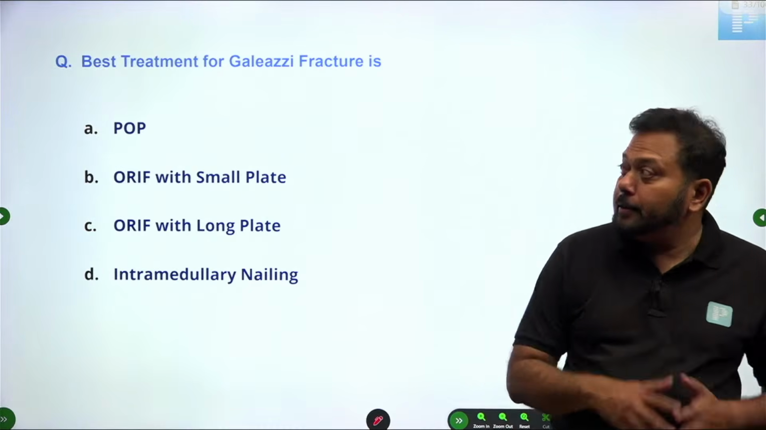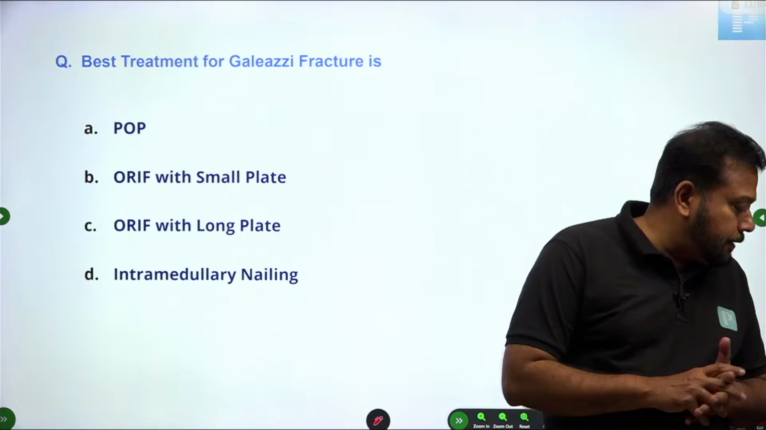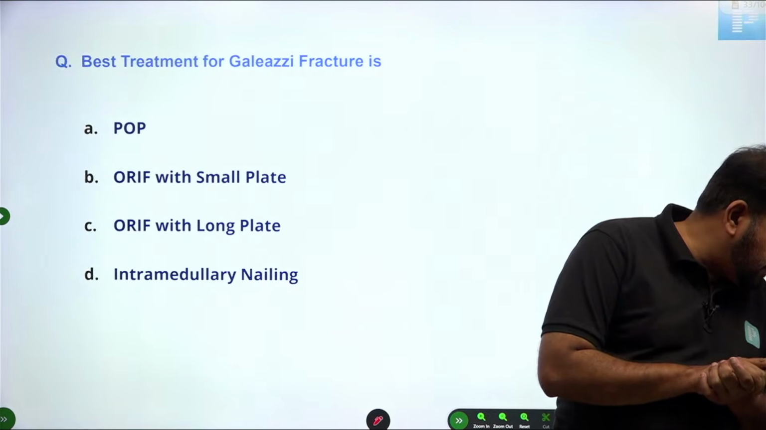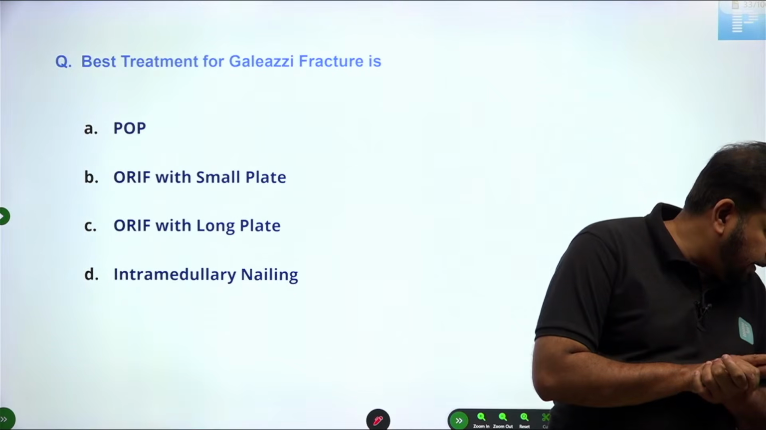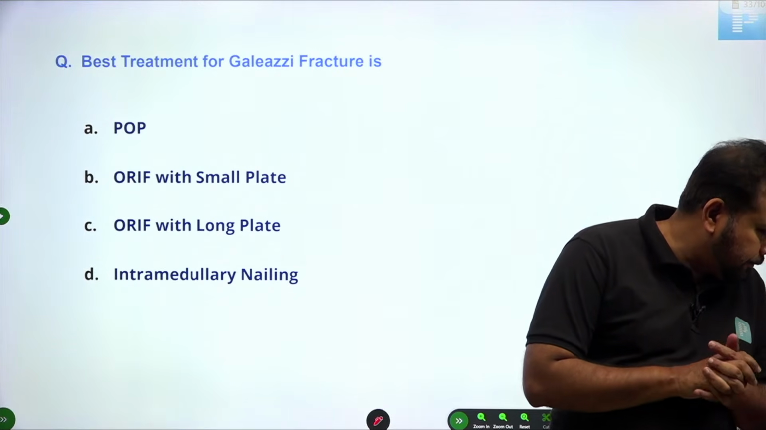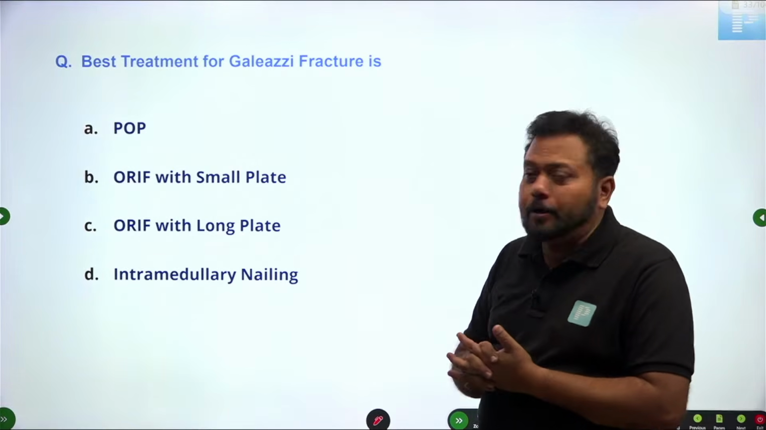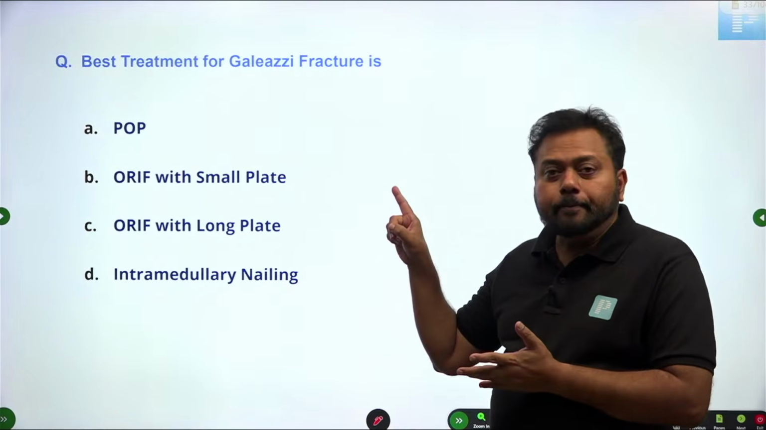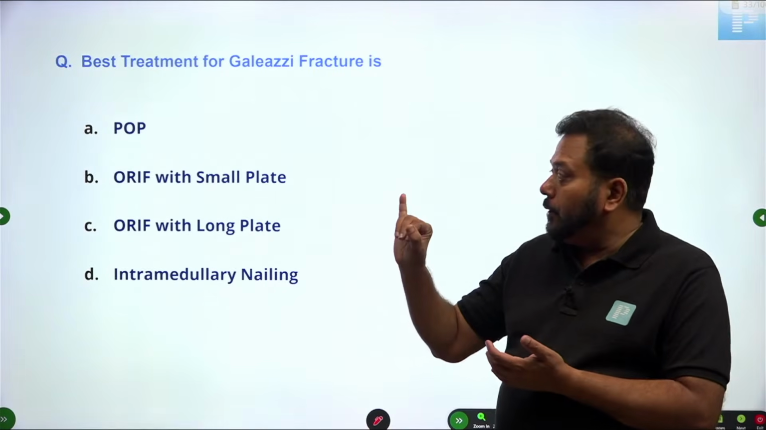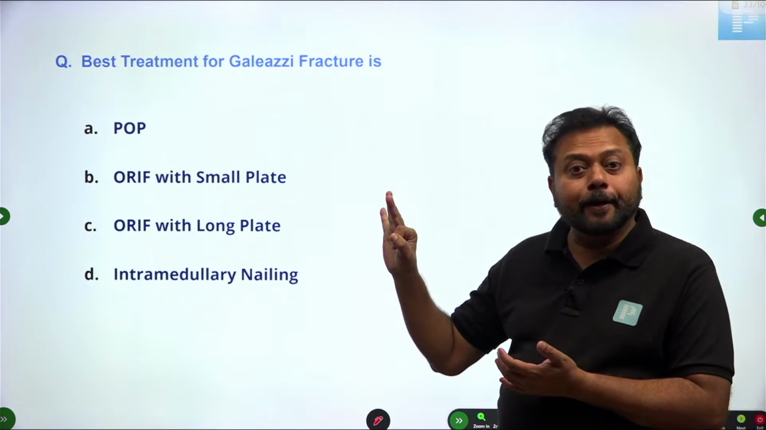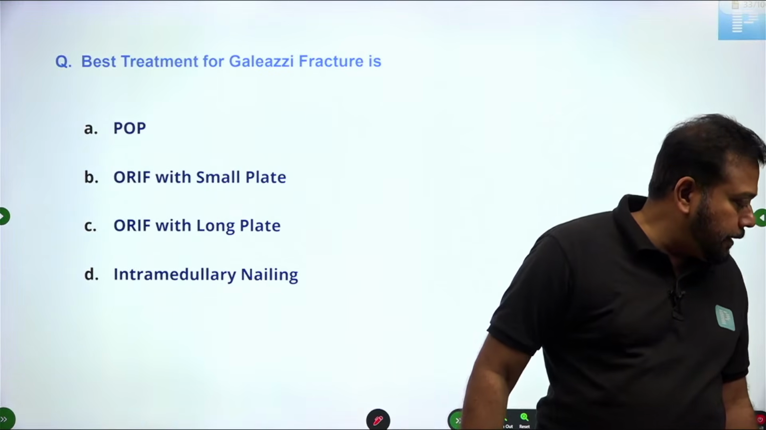Galeazzi fracture. The question which I had asked is good. Easy slang explanation to understand. The best treatment for Galeazzi fracture: POP, open reduction with small plate, open reduction with long plate, or intramedullary nails. Anybody try this answer?